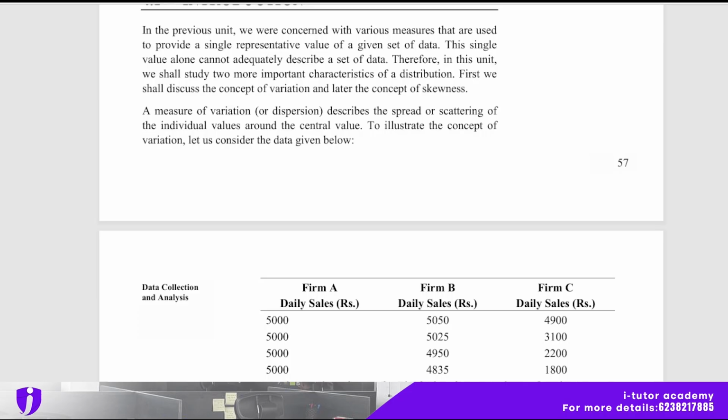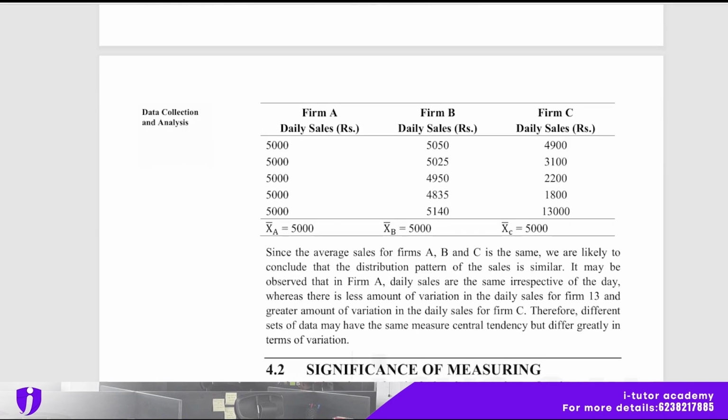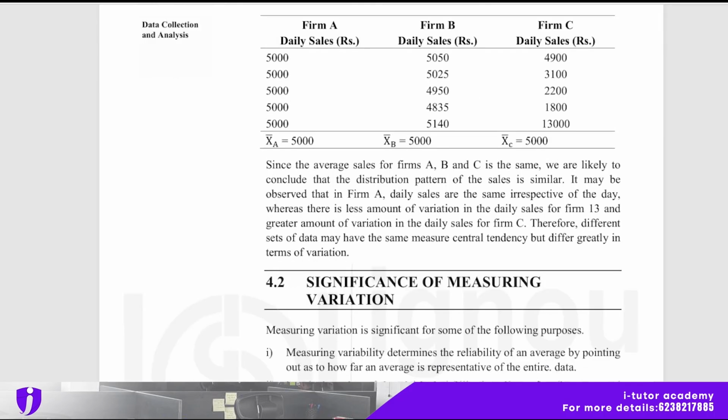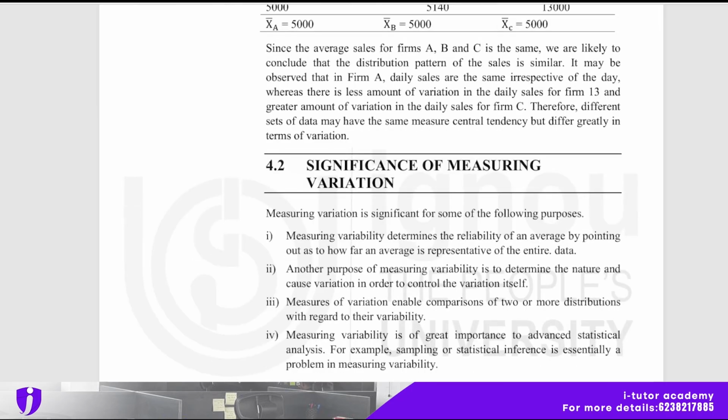To illustrate the concept of variation, let us consider the data given below. So here is the data. You just go through this and it will be more clear. And next is the significance of measuring variation. Measuring variation is significant for some of the following purposes.